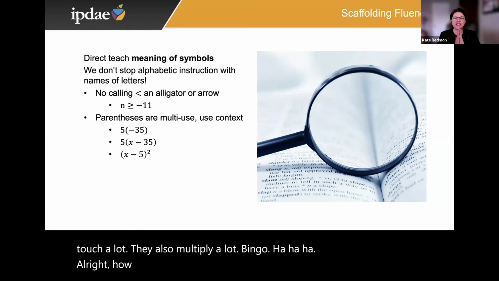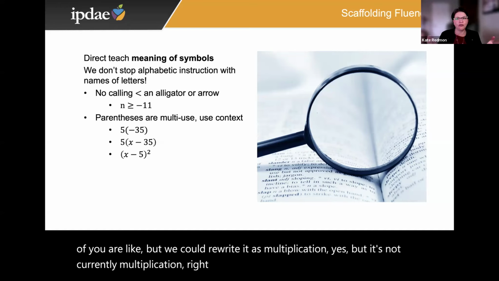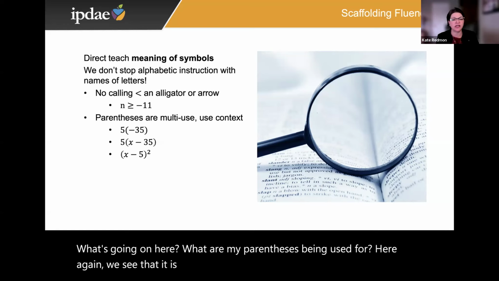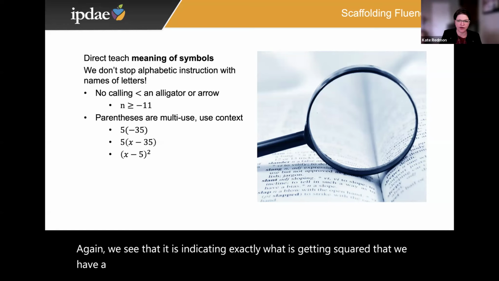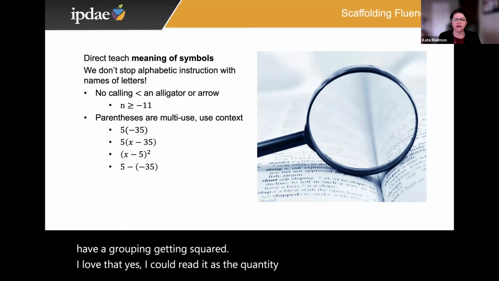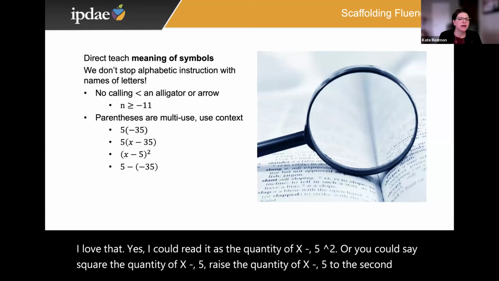There's not multiplication in this expression. Now, I know some of you are like, but we could rewrite it as multiplication. Yes, but it's not currently multiplication, right? So what's going on here? What are my parentheses being used for here? Again, we see that it is indicating exactly what is getting squared, that we have a grouping getting squared. I love that. Yes, I could read it as the quantity of x minus 5 squared. Or you could say square the quantity of x minus 5. Raise the quantity of x minus 5 to the second power. Beautiful.